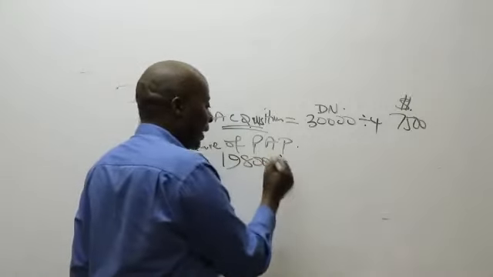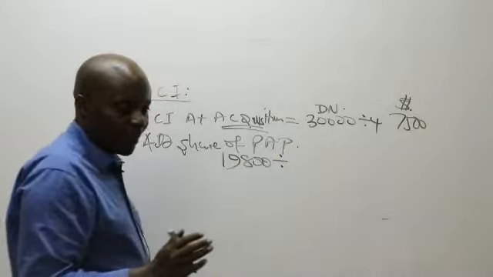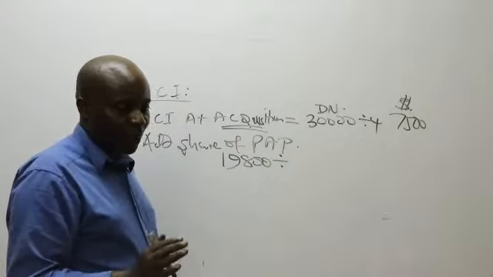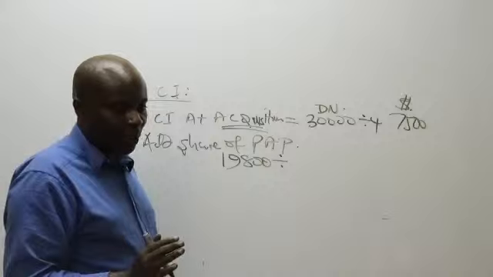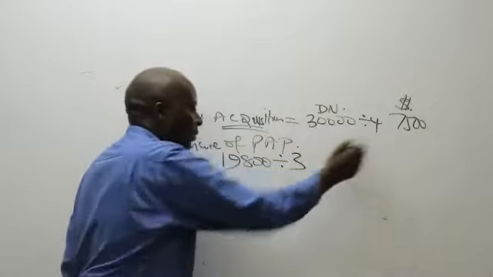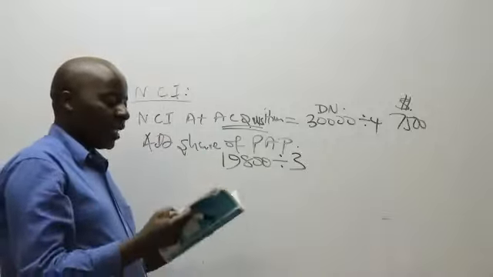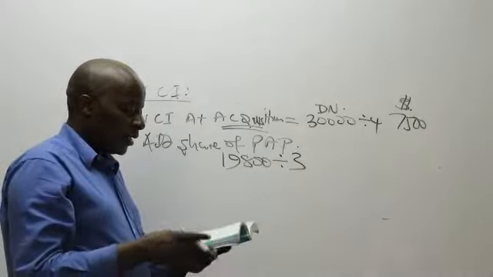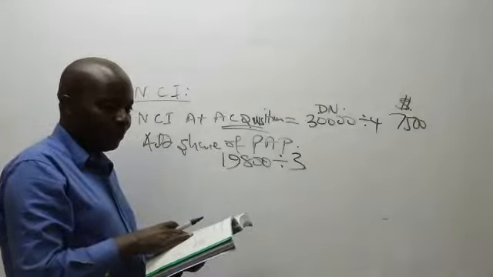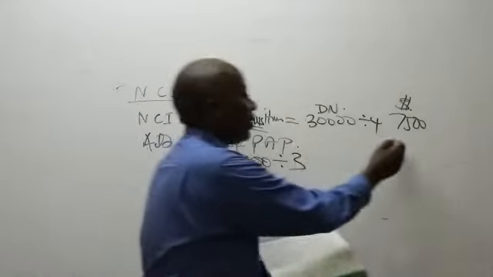Come and divide this by the average rate. What is the average rate? 3. So divided by 3. Could you kindly give me a figure to write there? 6,600. Thank you very much.